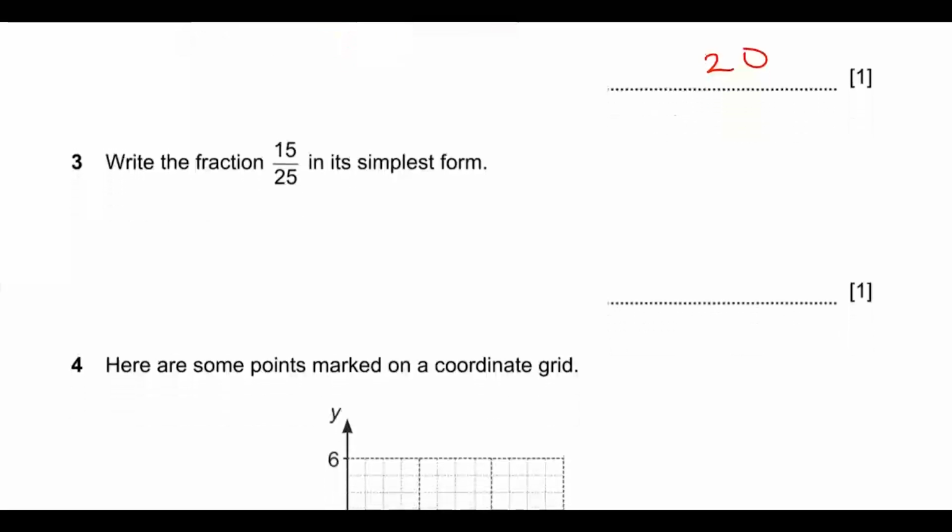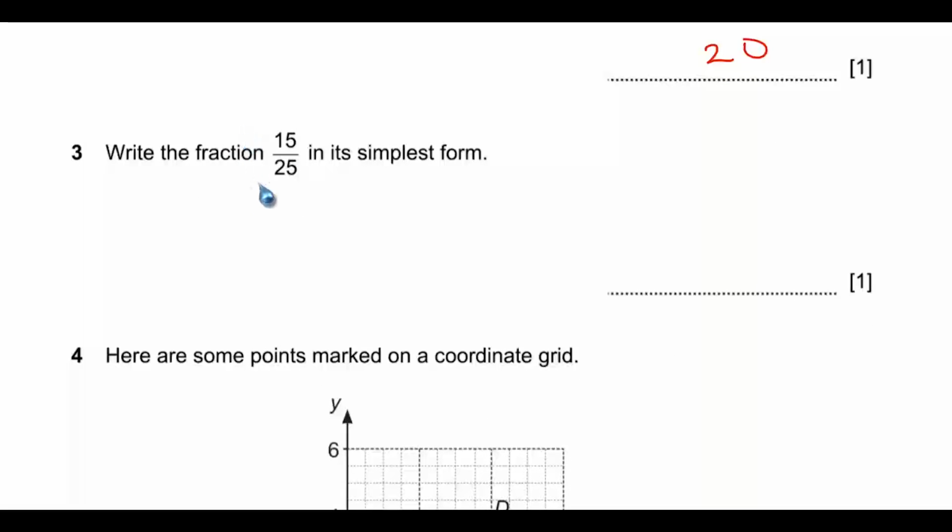Question 3, write 15 out of 25 in the simplest form. 5 goes into 15 3 times, 5 goes into 25 5 times. So that will be 3 out of 5.